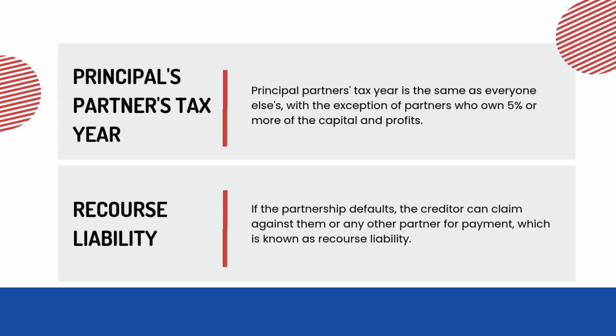Principal partner's tax year. Principal partner's tax year is the same as everyone else's, with the exception of partners who own 5% or more of the capital and profits. Recourse liability. If the partnership defaults, the creditor can claim against them or any other partner for payment, which is known as recourse liability.